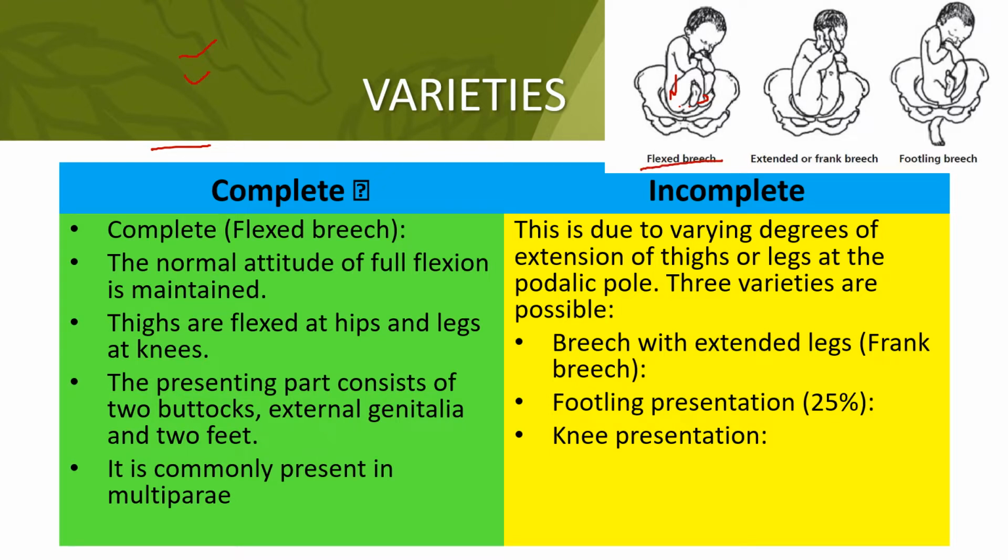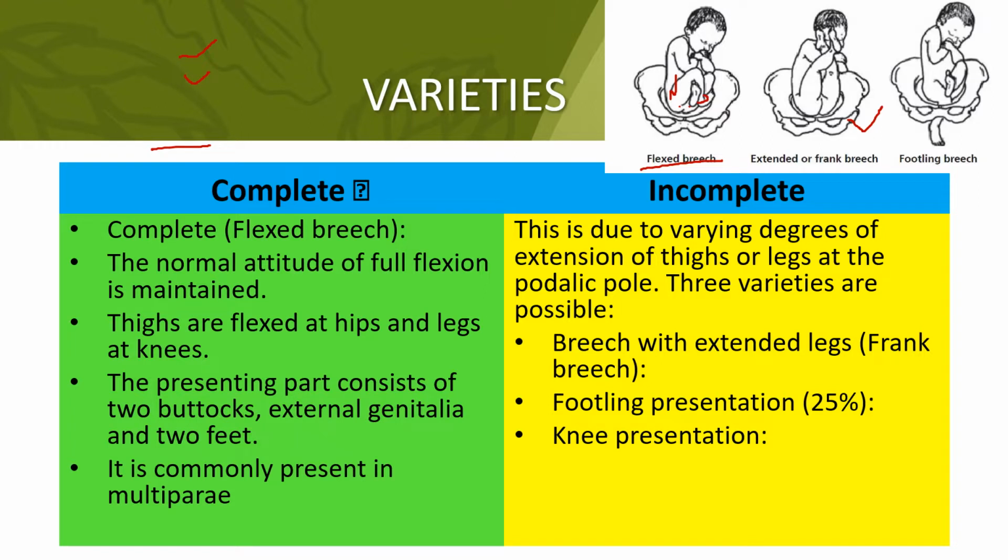Here, the incomplete breech. We call it incomplete because no proper flexion is achieved in both extremities. So in that condition we can call it incomplete breech. Incomplete breech, breech with extended leg. There are three varieties. Breech with extended leg is otherwise called frank breech.